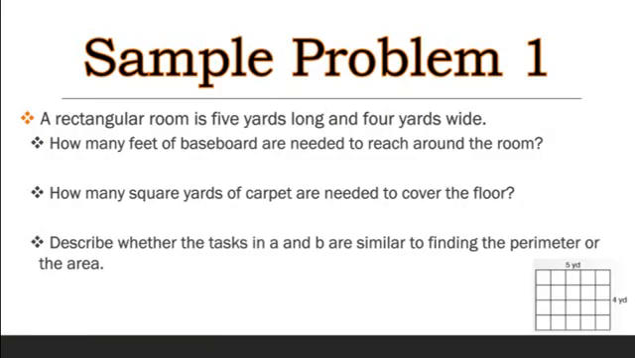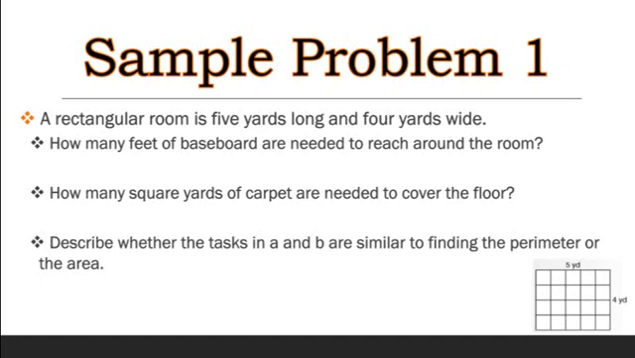So sample 1. A rectangular room is 5 yards long and 4 yards wide. How many feet of baseboard are needed to reach around the room? Right now the units are in yards, so we need to make it into feet. There are a couple ways of doing that. We could find the perimeter in yards and then convert it to feet, or you can change the dimensions into feet and then find the perimeter. I think for this one, we'll just find the perimeter in yards and then convert our answer to feet.